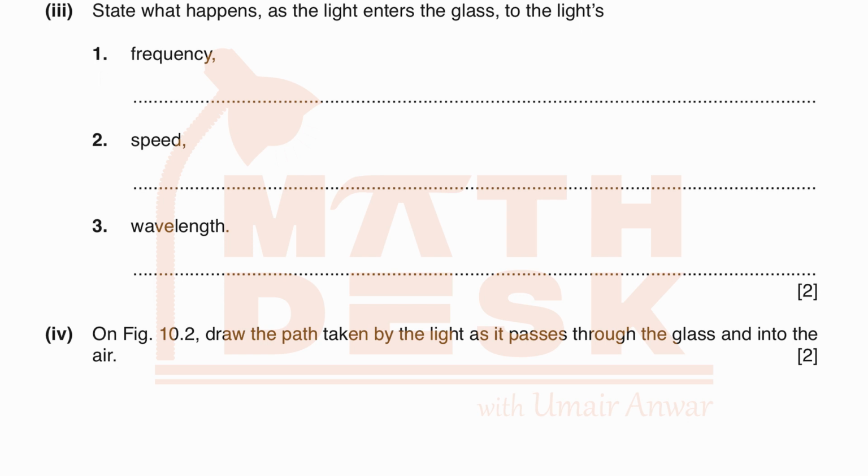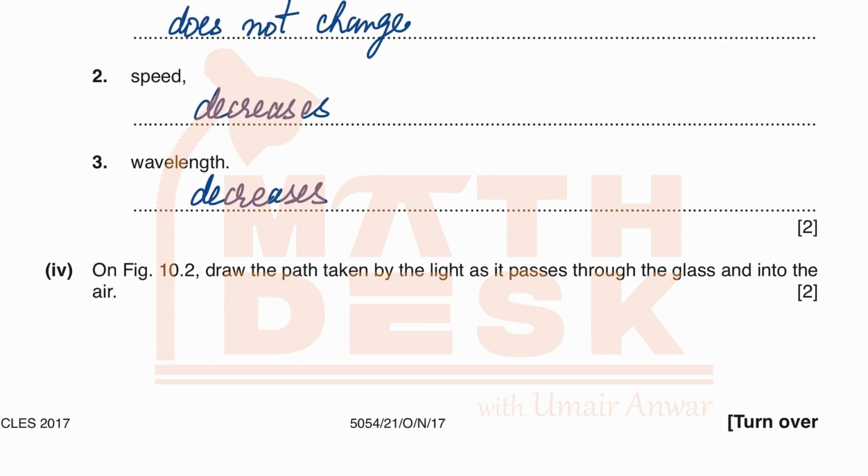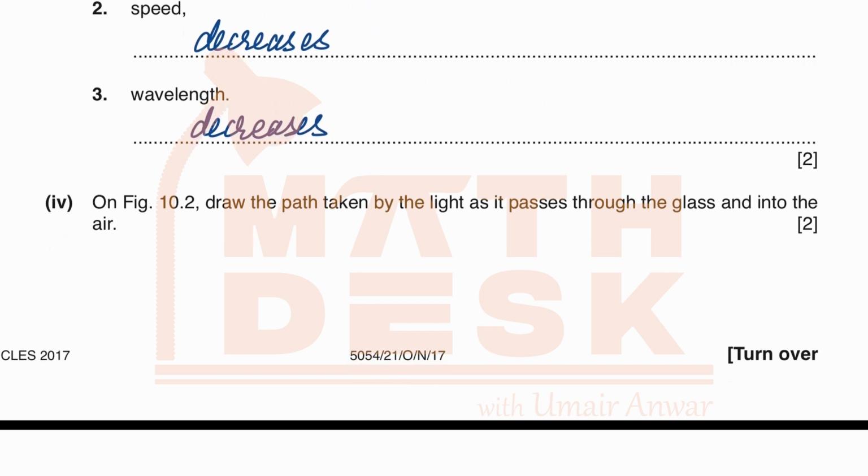The next part says, state what happens to the light's frequency as the light enters the glass. So it does not change, it remains the same. As far as speed is concerned, the speed decreases because the light is entering into a more dense medium, as does its wavelength. So the wavelength decreases. As a result, the speed of the light also decreases.